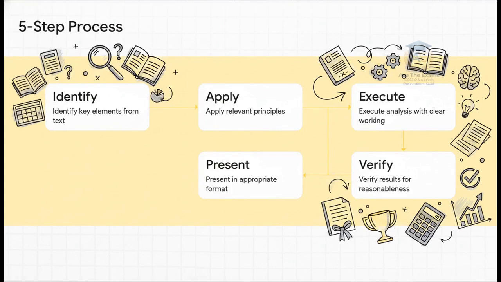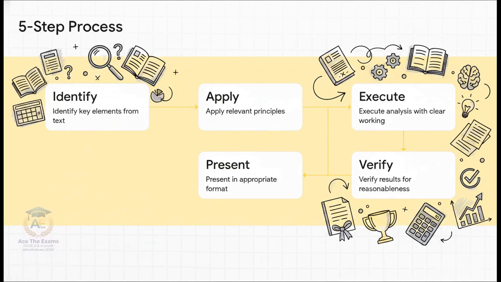To absolutely guarantee those method marks, lock this 5-step standardized processing sequence into your mind right now. Step 1. Identify key elements from the massive wall of text they give you. Step 2. Apply the relevant accounting principles, like accruals or prudence. Step 3. Execute your analysis with crystal clear working.